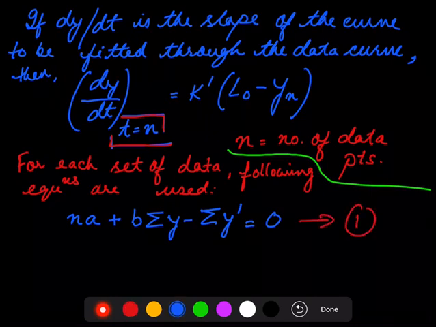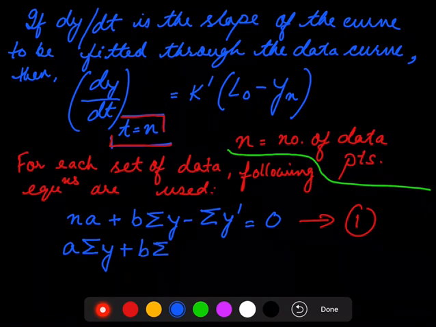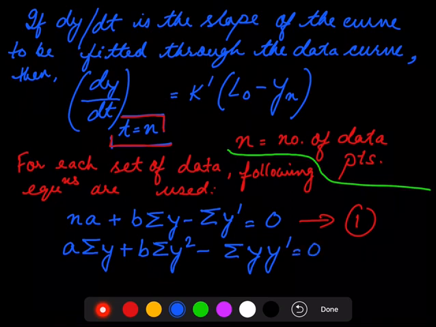And there is one more. These are simultaneous equations. Summation of y square minus summation of y dash equals to 0. So you have to solve these two equations. Then solving these two equations we get a value. So what value we get, you can pause the video and note this down.